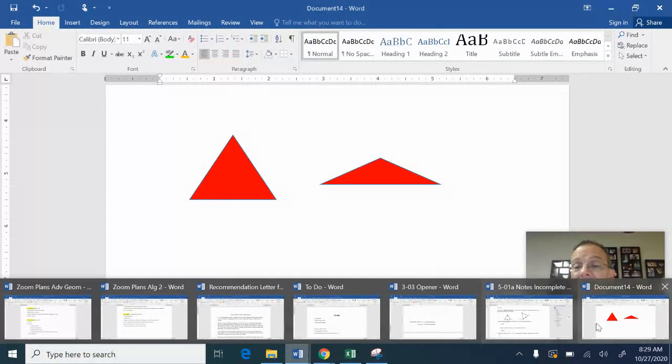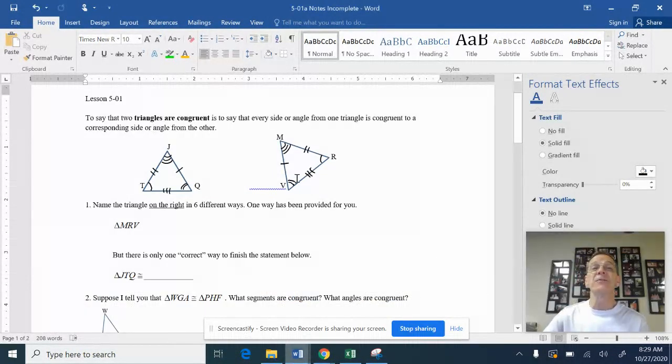So what does congruent triangles mean? Well, here's a definition right here at the top of this notes handout, which I hope you have printed out. You're taking notes along with us as we're going. Stop the video if you don't have it out, and you can have it out.